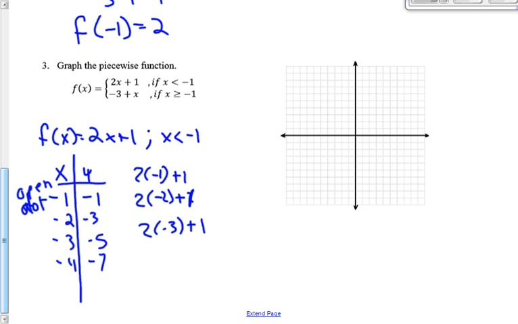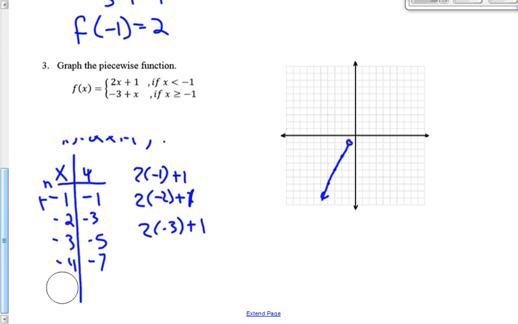So when I go to graph this, I go to negative 1, and it's going to be an open dot. And then I go to negative 2, negative 3, and there's a solid dot, negative 3, negative 5, and negative 4, negative 7. I'm going to draw an arrow through those other dots.